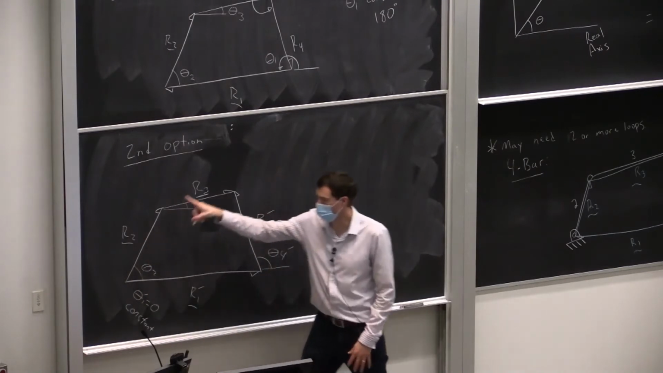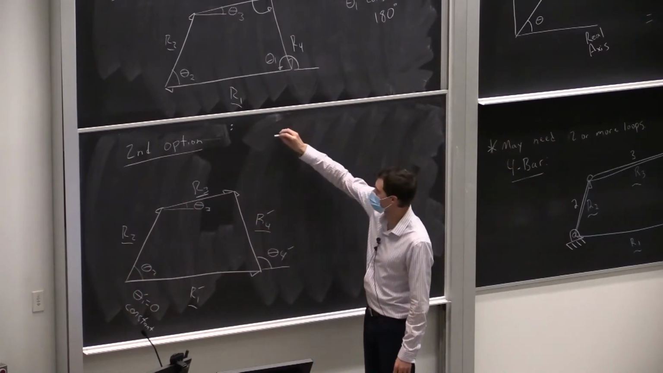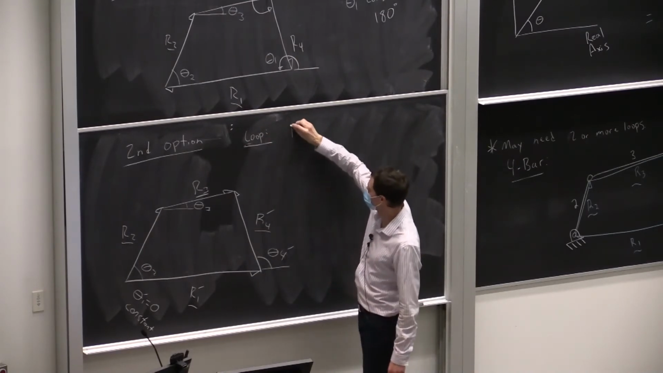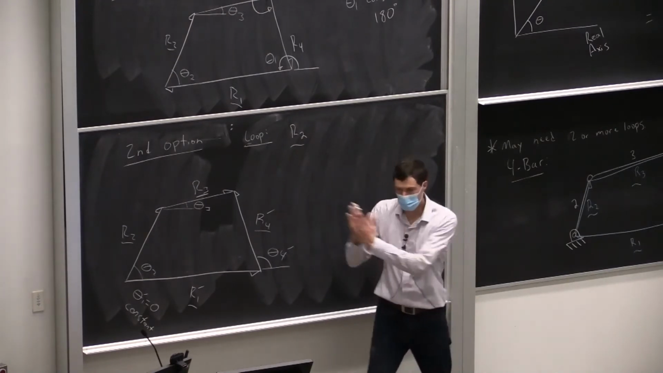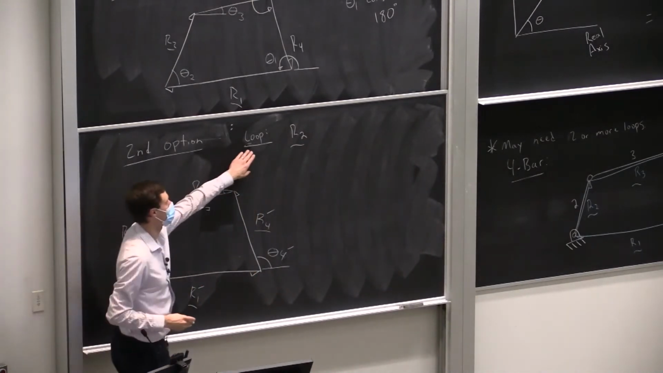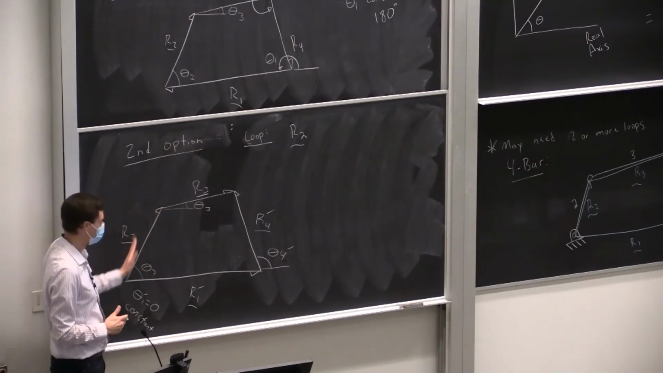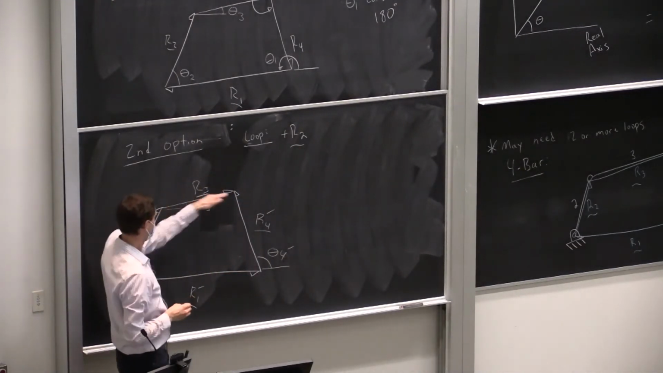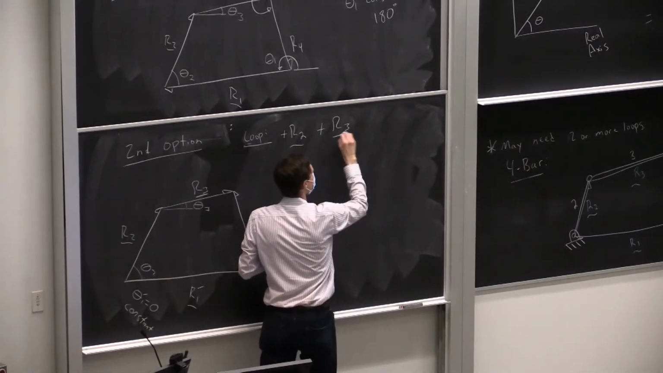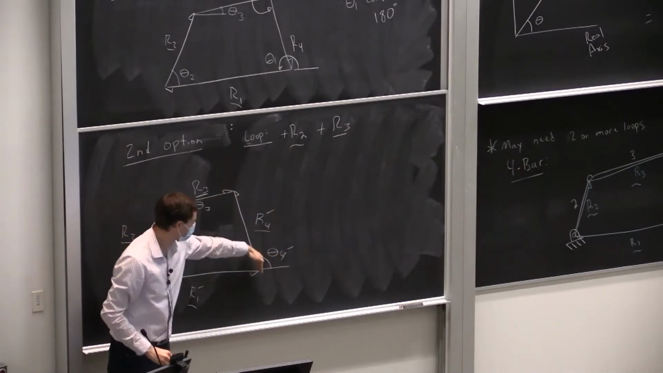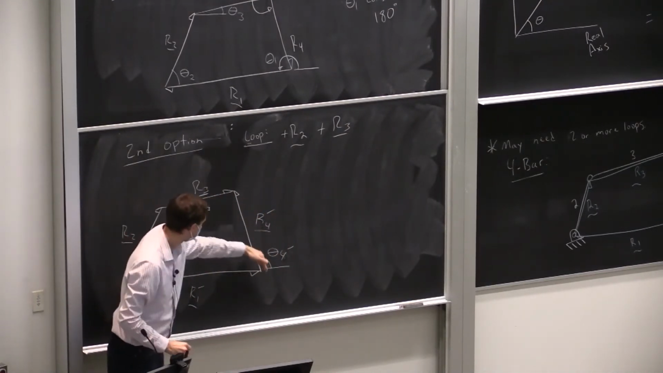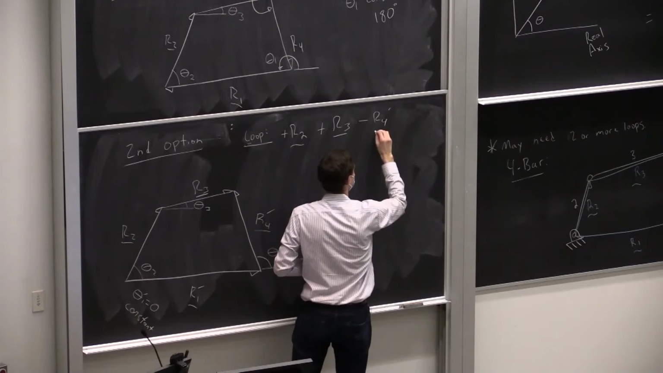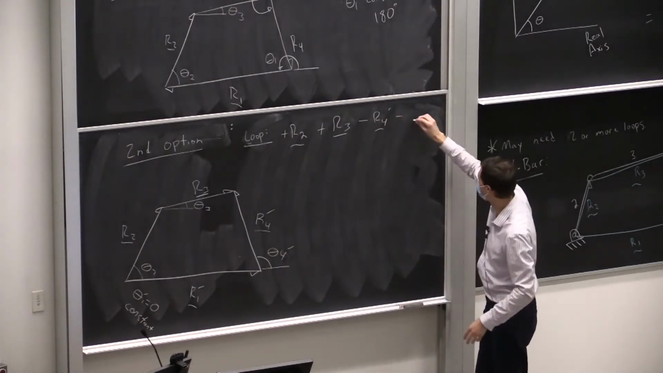We started our loop here. We went around clockwise. So I'm going to write my loop equation here. So we started with R2. Anytime we go with a vector, tail to head, it's going to be positive. So R2 plus R3. But now we're going to go backwards down R4. So anytime we go from head to tail, we're going to subtract that one. And same thing for R1.